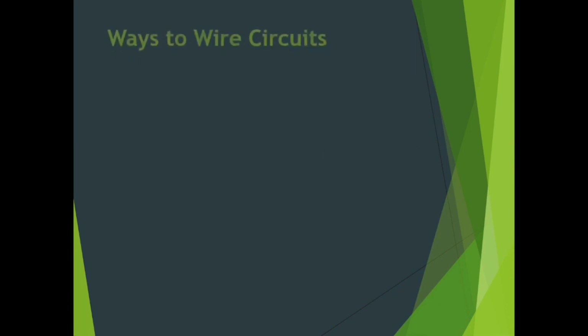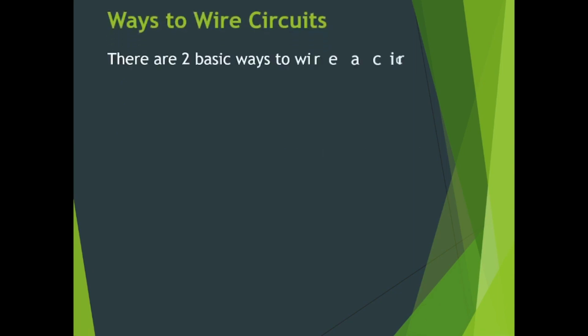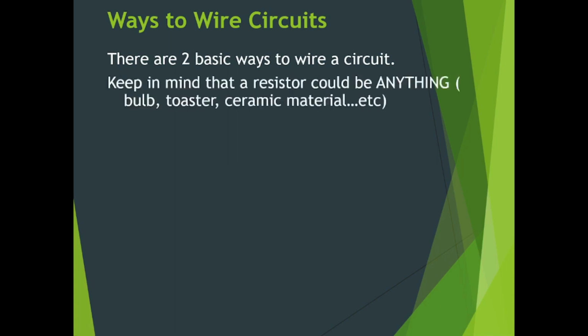There are ways to wire circuits. There are two basic ways to wire a circuit. The other method is just the combination of a series and parallel connection. Before we introduce the ways to wire a circuit, keep in mind that a resistor could be anything, for example a bulb, toaster, ceramic material, and other materials.